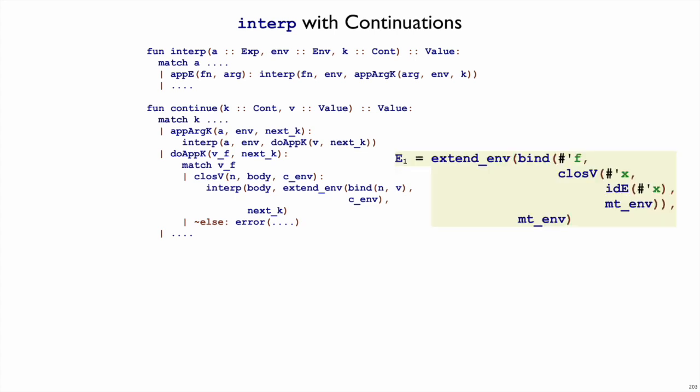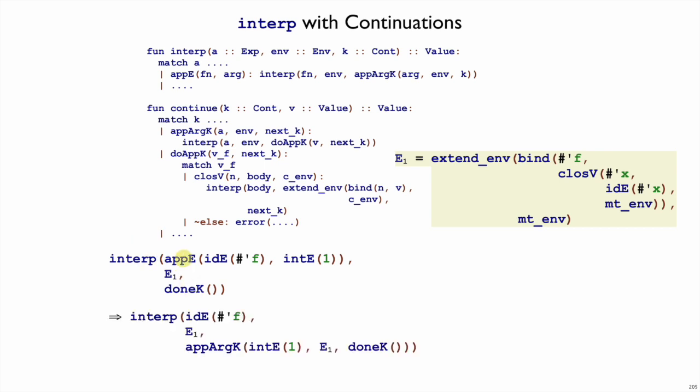Let's suppose that we jump into the middle of an interpretation where I've already created this closure for the identity function. It takes x and returns x, and bound it to f in the environment. And let's suppose we're at the point where we're calling f on the argument 1. So this is our current expression to interpret, f applied to 1, in an environment e1 that supplies a binding for f. And let's suppose that after we call the function, we don't have anything else to do.